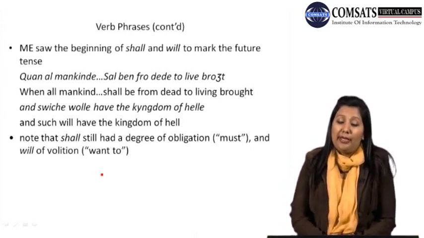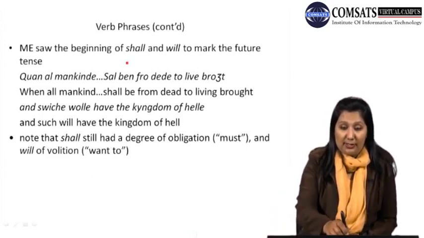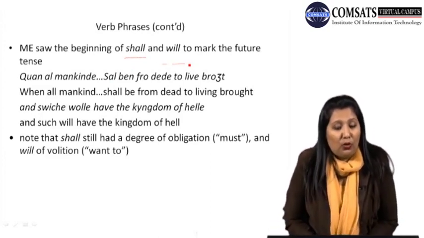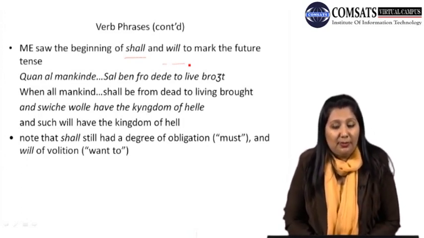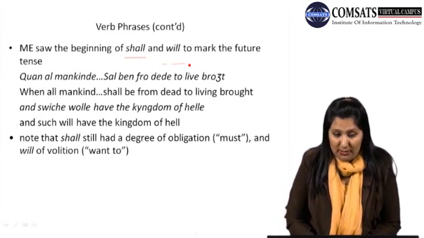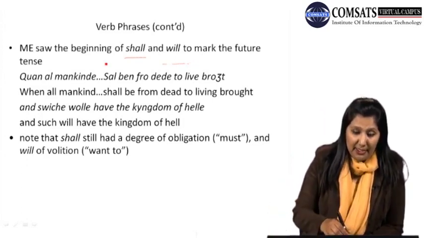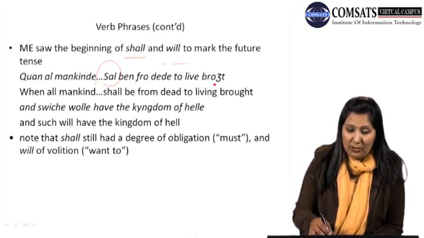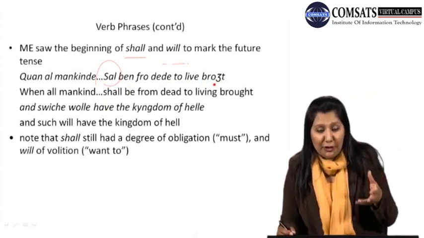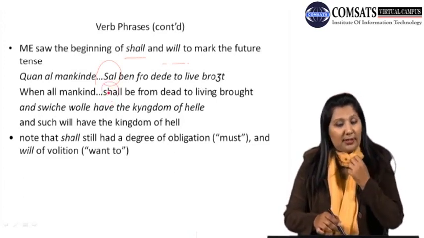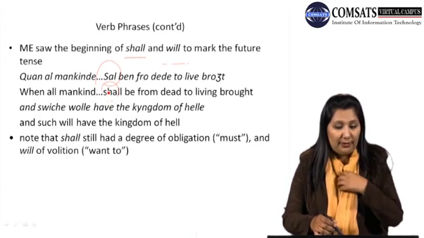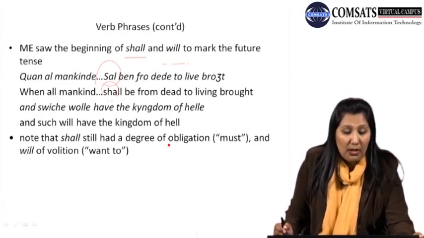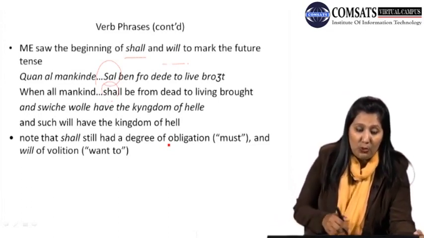Verb phrases: Middle English saw the beginning of shall and will. This is which tense? This is the future tense, to mark the future tense. "When all mankind shall be from death to living brought." The use of the word shall, that we call these days, refers to the future tense, that it would happen. "And such will have the kingdom of hell."